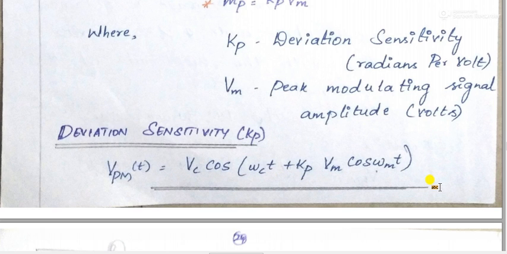Step 1, the PM wave can be expressed in cos omega mt. Step 2, phi m is replaced by Mp. Step 3, Mp is equal to Kp into Vm. So finally we have got the phase modulated signal. So this is the output of the phase modulated signal.